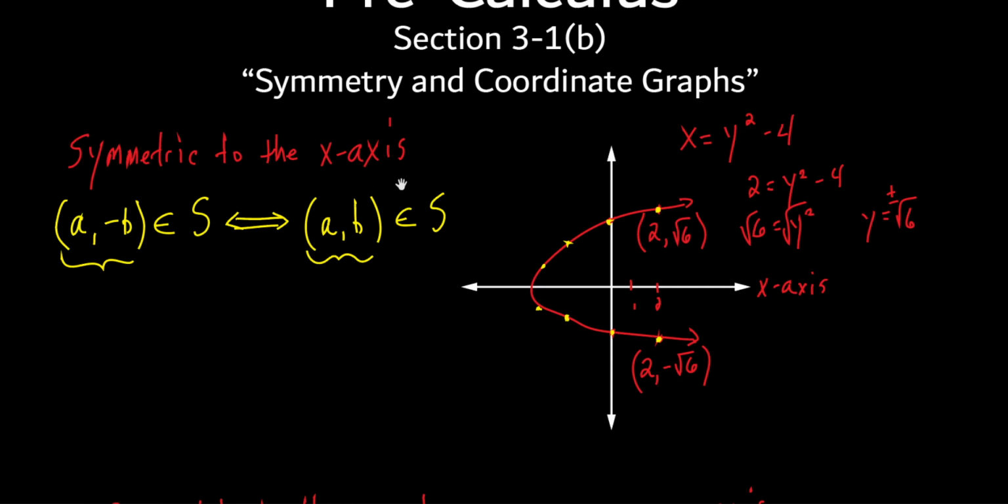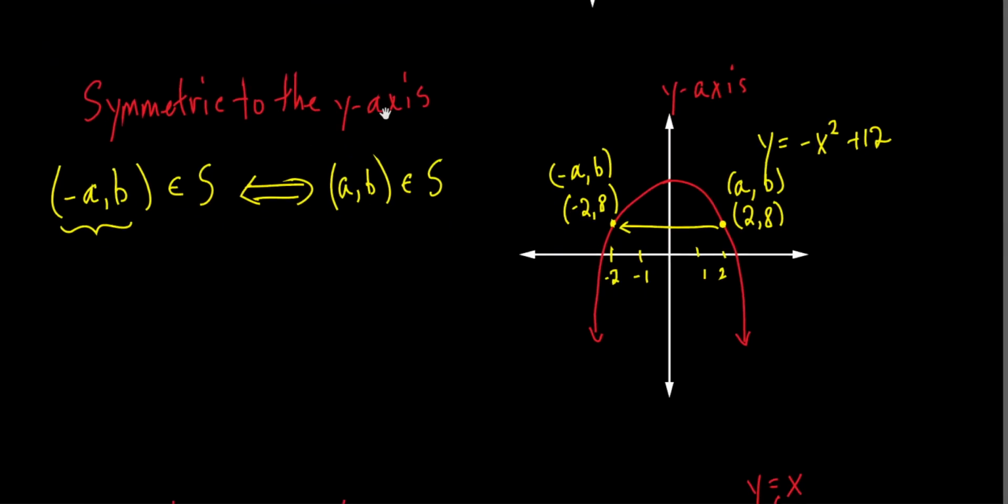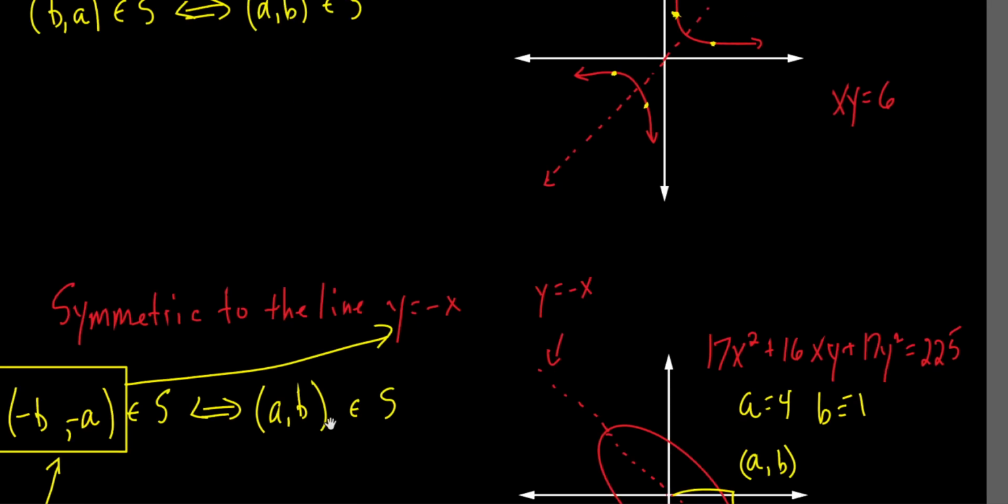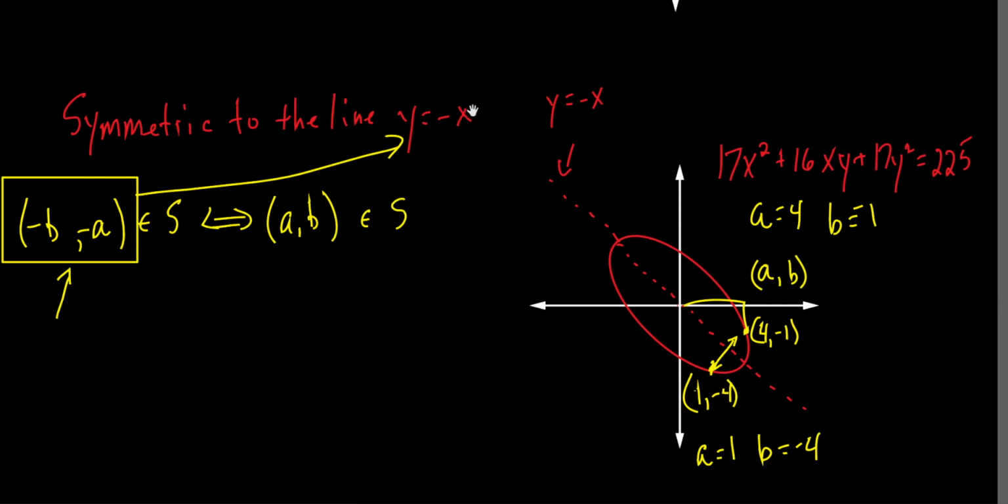So that's basically what you need to know from what we talked about today. If it's symmetric to the x-axis, then it's A, -B. If it's symmetric to the y-axis, then it's -A, B. If it's symmetric to the line y equals x, then you just switch the A and the B. So B goes first, then A goes second. And if it's symmetric to the line y equals negative x, we switch them and change the signs of both of them. So that's how you know if it's symmetric.